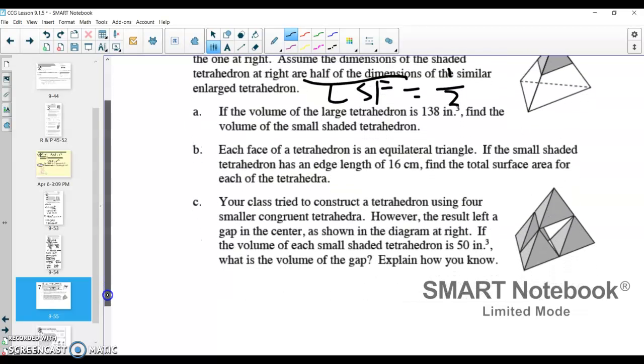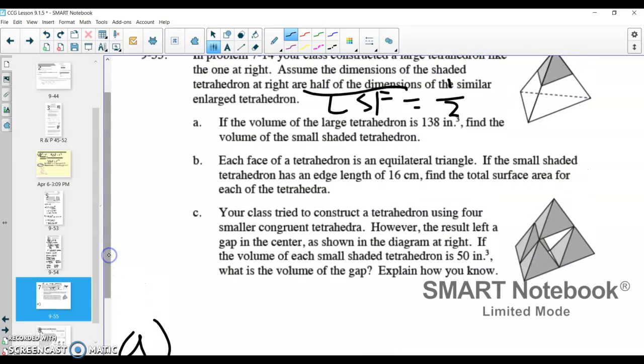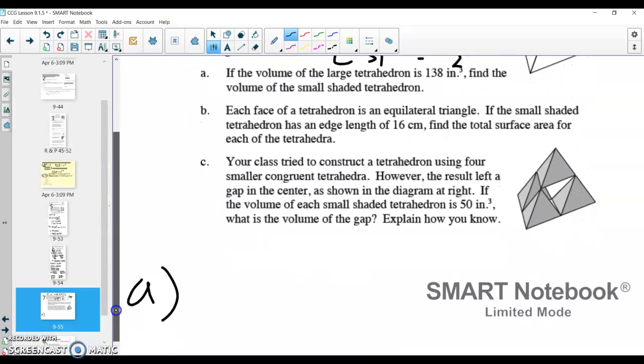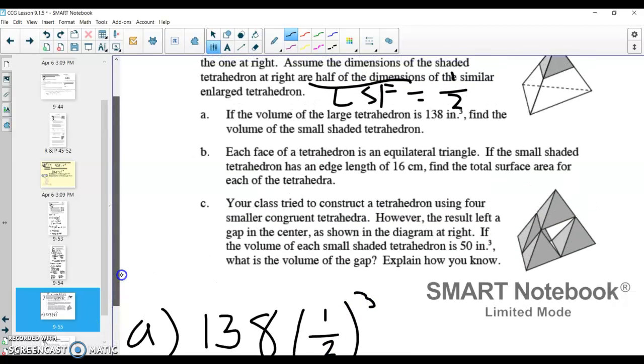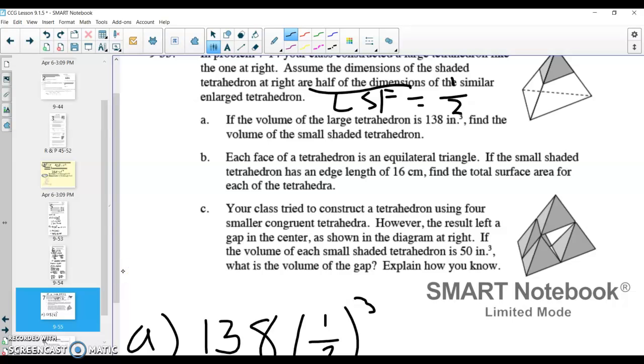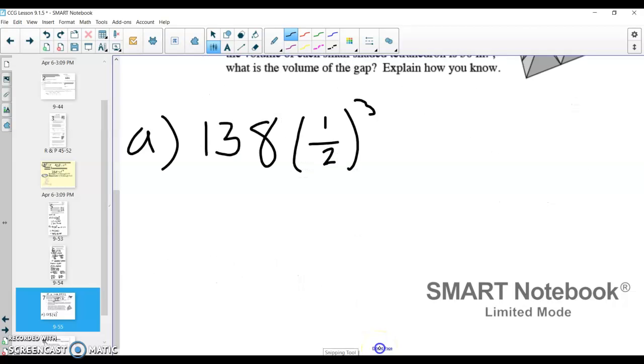All right, well, that's not too bad because I have my scale factors. So part A, the volume of my big one is 138. Okay? I'm going to multiply that by my linear scale factor cubed so I can change volumes. So I can use my volume scale factor here. All right? And again, I'm using that 1/2 because I'm going from a large volume to a small volume. So I want to use my linear scale factor that takes me from big to small, and I want to cube that linear scale factor because I really am using a volume scale factor.